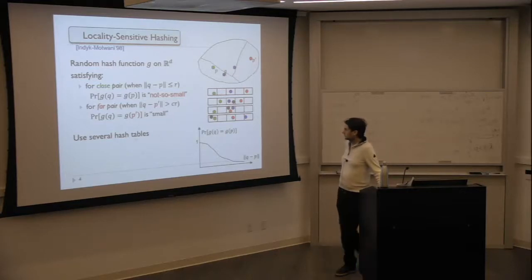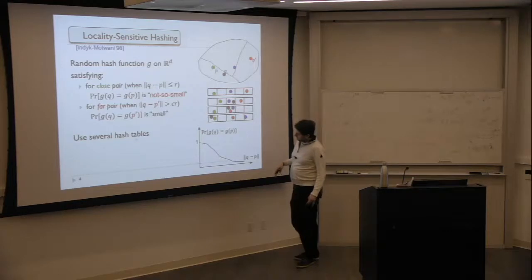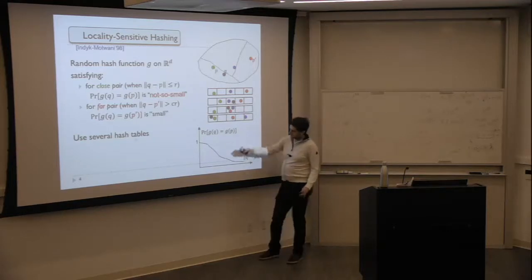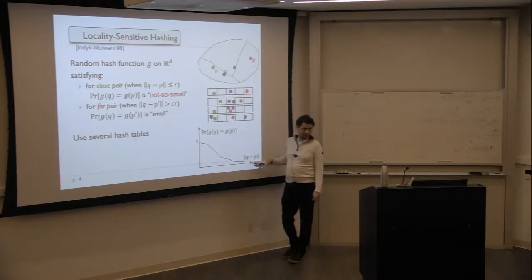In general, when you do these space partitions, you can draw a function, which is basically the probability of collision of two points P and Q as a function of their distance.